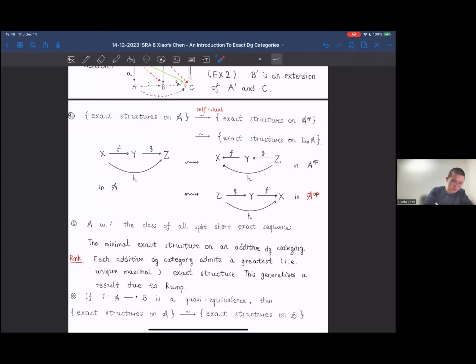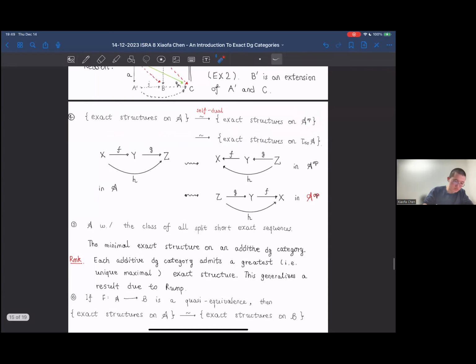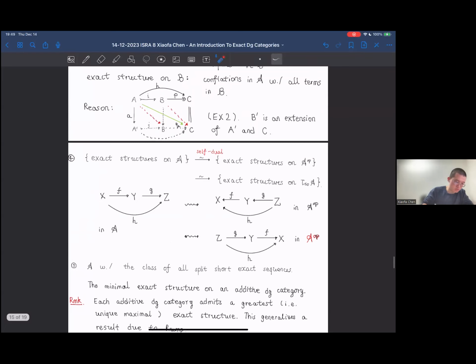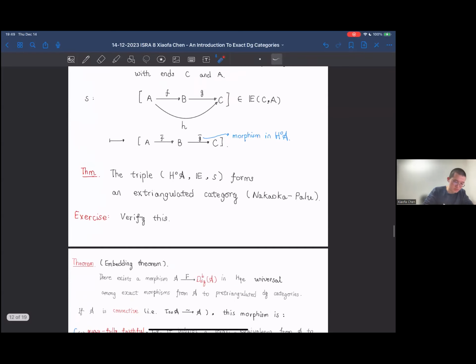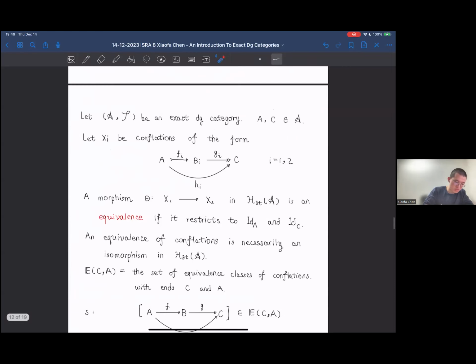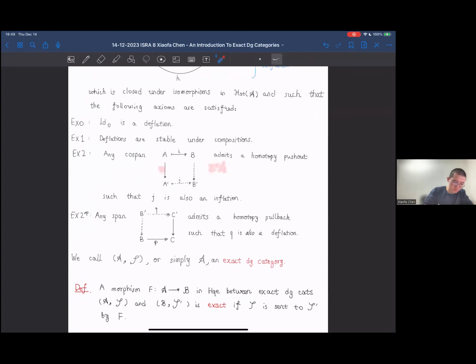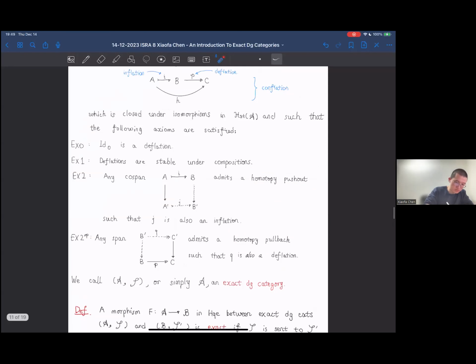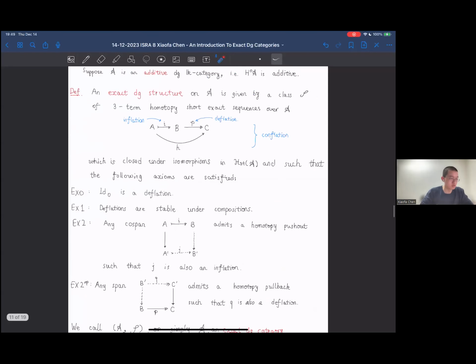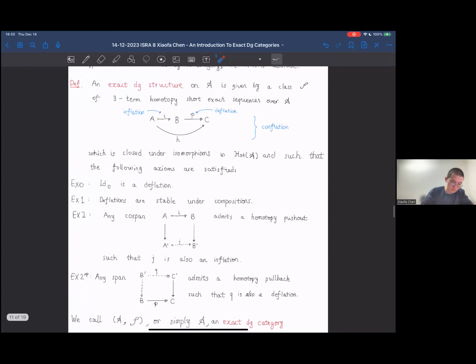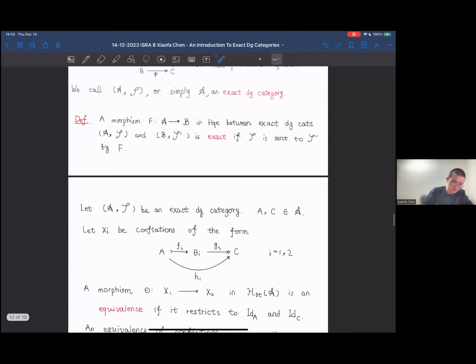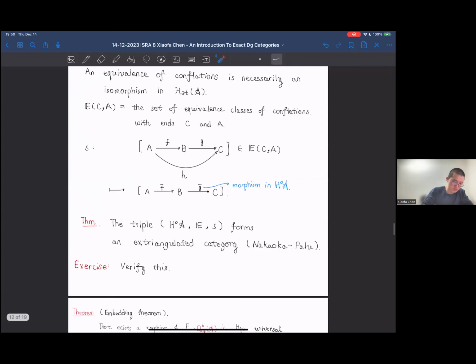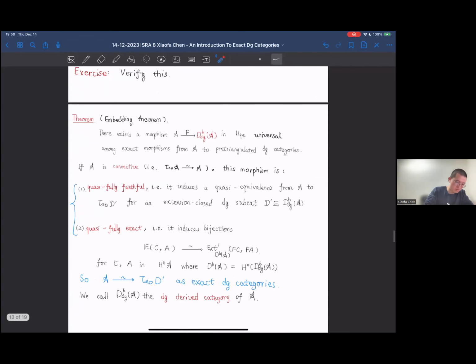And when we check the definitions of exact structures, we see that the morphisms are in Z0 of A, and the definitions of these homotopy pushouts, homotopy pullbacks, and homotopy short exact sequences only involve the negative part, the truncated part of A. And so the exact structures on A will be the same as the exact structures on the truncation of A. And the diagrams remain in the truncation of A.